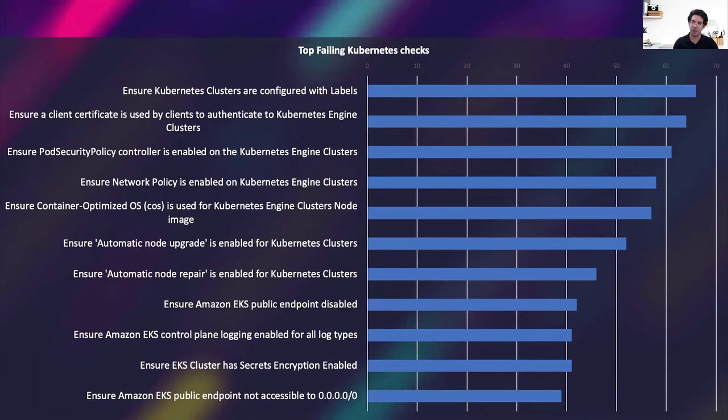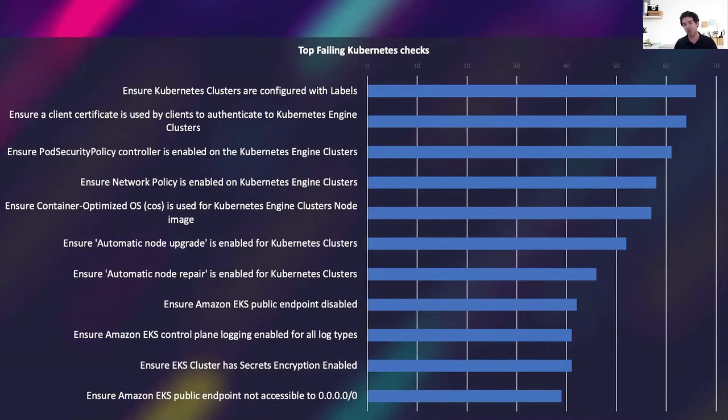So over here we have some of the top misconfigs that can be found on public open source repositories. There are some disturbing ones. One is having a public endpoint accessible from the entire internet or not disabled. And others are more about auditing capabilities, like having logging enabled by default, having secrets encrypted by default, and some others that are just best practices to have if you're running a Kubernetes cluster.